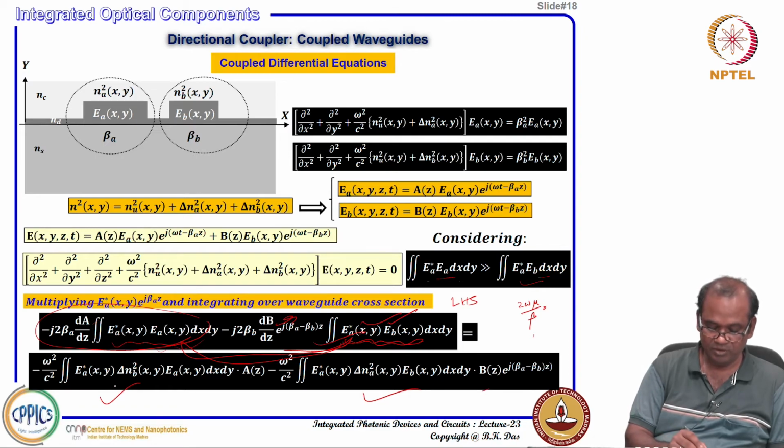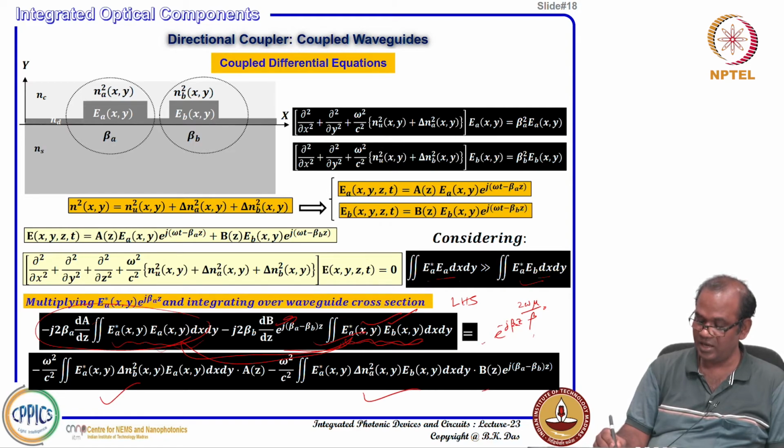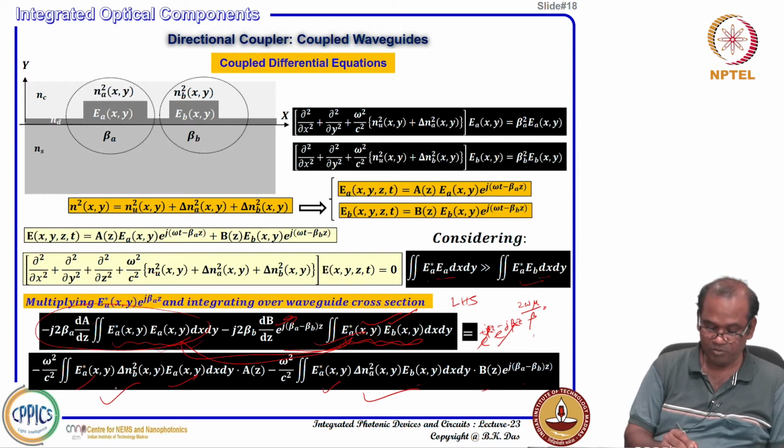In the first term you do not have any exponential term, because e to the power minus j beta a z was there and you multiplied it by e to the power j beta a z. So they will cancel, and E a star is there, E a star E b. Obviously you see that this is slightly different: E a, in between delta n b square is there, then you are integrating.